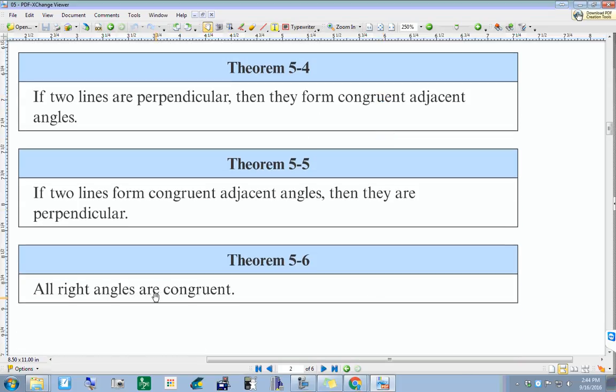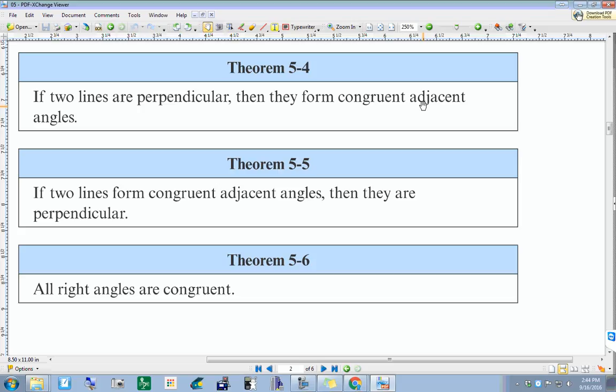Now, the next three theorems kind of go together. If two lines are perpendicular, then they form congruent adjacent angles. If you look at the ceiling, we've got steel track that goes across. We've got steel tracks that go down, right? Are all of these tiles the same? Are all of these tiles square? Do all squares have 90 degrees? Now, if this rule did not work, we couldn't make a ceiling like this. Okay?